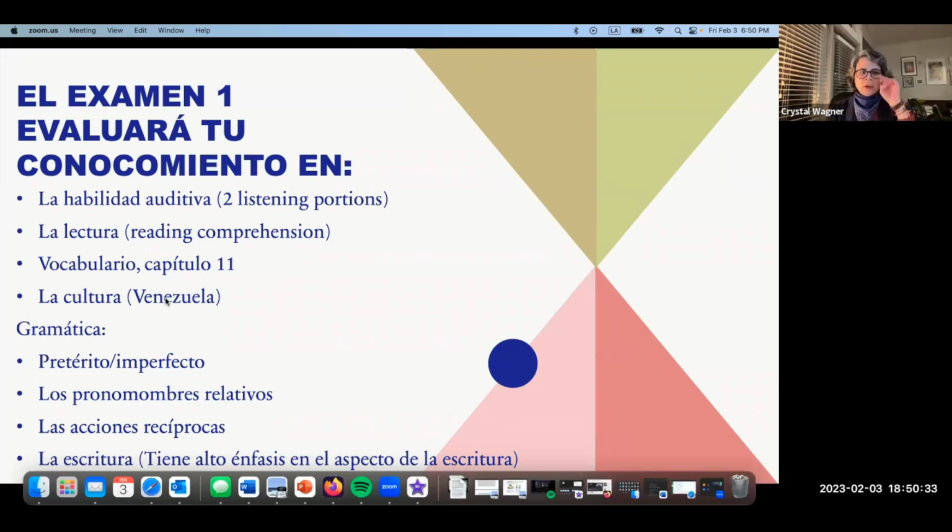El examen 1 evaluará tu conocimiento en la habilidad auditiva. So there will be 2 listening portions. La lectura, there will be reading comprehension as well.